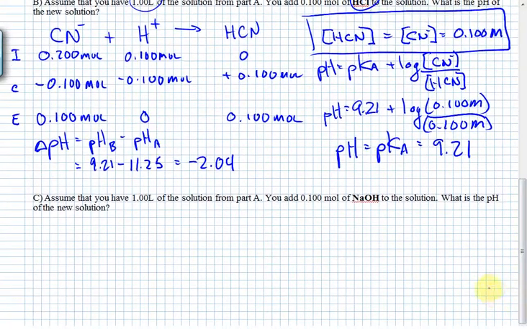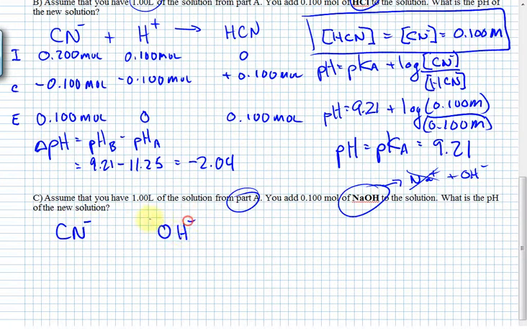Guess what happens in Part C? In Part C, we're going back to the original solution in Part A, where we only have the base. We're adding hydroxide. Sodium hydroxide, strong base, completely dissociated. Sodium ions, hydroxide ions. The sodium ions are invisible to us. They are spectator ions. What happens? Cyanide is added to H+. We have two bases. We have cyanide, weak base. We have hydroxide, strong base. The strong base wins.